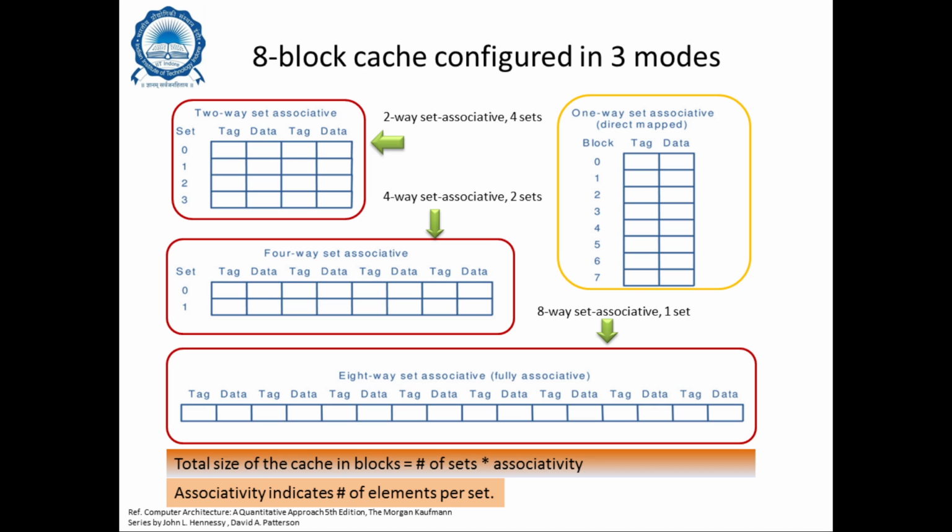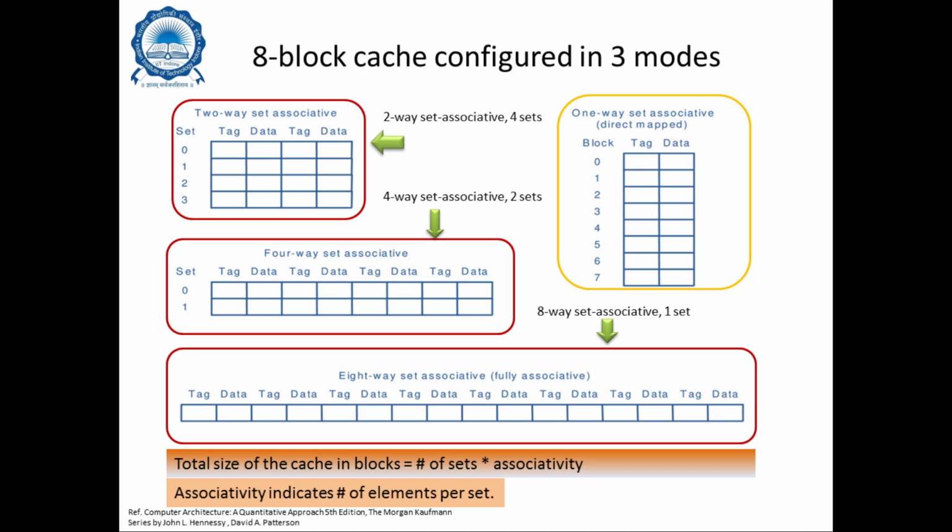Now let's have a pictorial representation of what I said. For example, if you have an 8 block cache, it is configured in different modes. The first is a 2-way set associative cache, the second is a direct map cache, the third is a 4-way set associative cache, and the last one is a fully associative cache. So in total we have 4 modes: 3 in terms of associativity and 1 in terms of direct mapping.